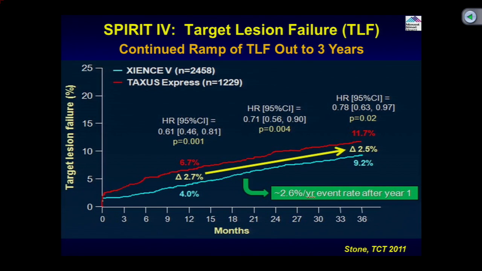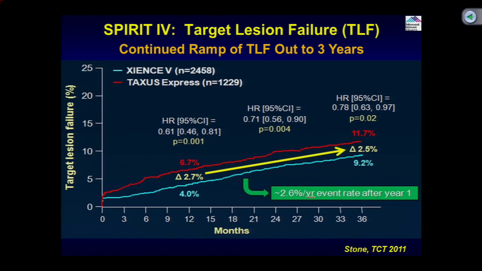The key is that events continue to occur, no matter what DES it is, or BMS for that matter, even after no restenosis at 6 months to 12 months. So 2-3% events occur every year, and largely that is related to some delayed restenotic process, the late neointima and endothelialization, and plaque rupture just happens in the native vessel.